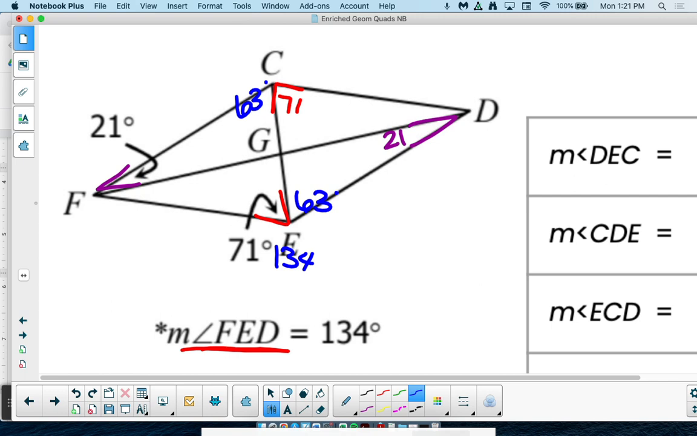Now we're just missing these other little guys. What do you know about this big angle E and this big angle F? They add to 180, right? So if this is 134, what does this have to be? 46. So that's 46. If that part's 21, what would this have to be? 25. 25.